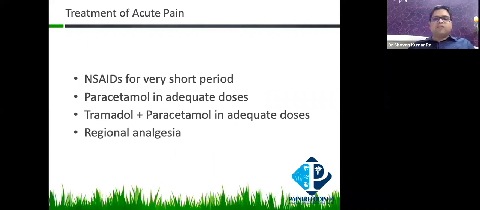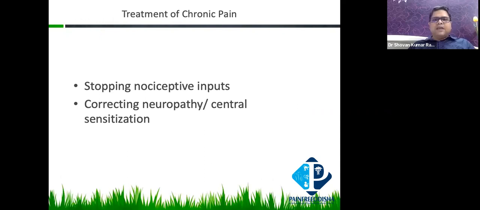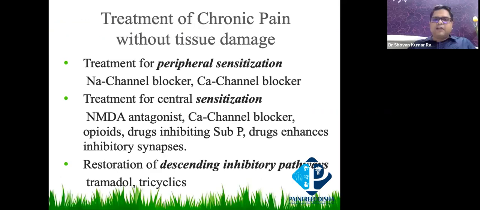So to treat acute pain, we go with the NSAIDs and in some cases tramadol or low doses of opioids or regional anesthesia for blocking the particular nerves. Now for the chronic pain, the first is you stop the nociceptive input, then you go with the neuropathic pain. And in neuropathic pain, you have to go with the drugs that are acting on the nerves, in particular calcium channel blockers and sensitizers. And also different drugs that are acting on the descending inhibitory pathways like tramadol and TCAs. So these are a combination of drugs that can be used in case of chronic pain.